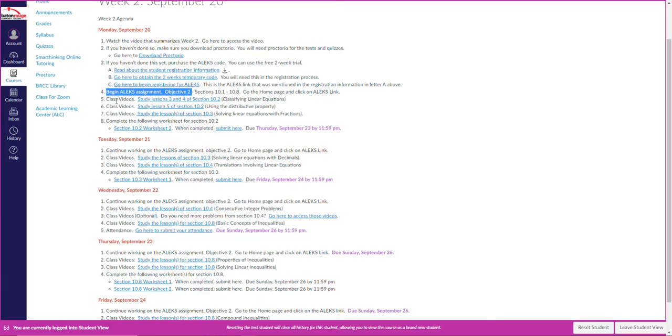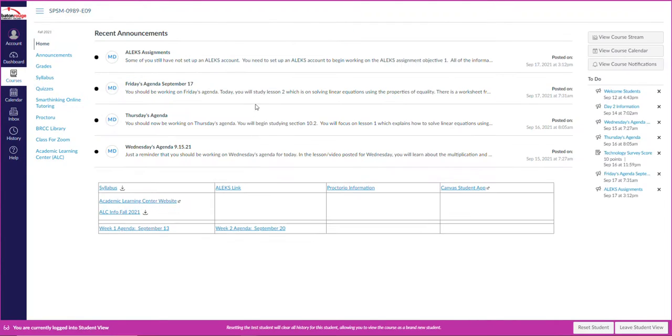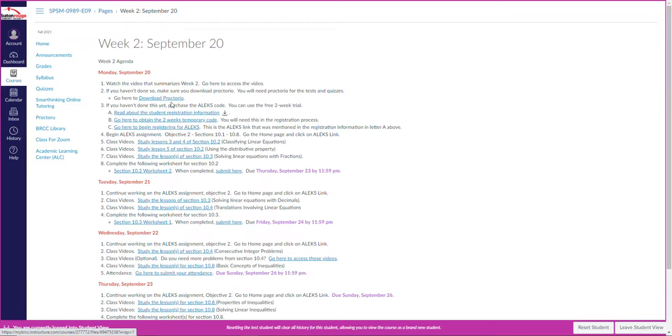Okay, so then the fifth thing you're going to do is study lessons 3 and 4 of section 2.2. That's on classifying linear equations. So when you go to it, this is what you see. There are 5 lessons there, but that part indicated study lessons 1 and 2. Okay, let me go back to the home page. All right, let me go back to the agenda. I'm sorry. So study lessons 3 and 4. Let me go back to that.